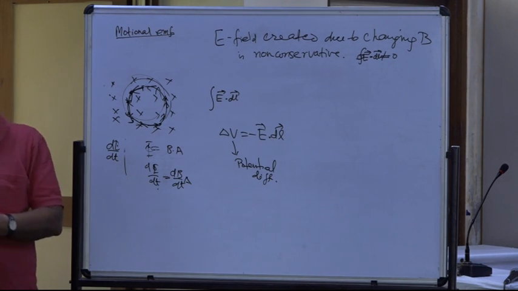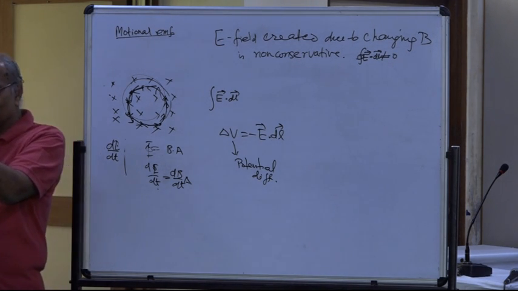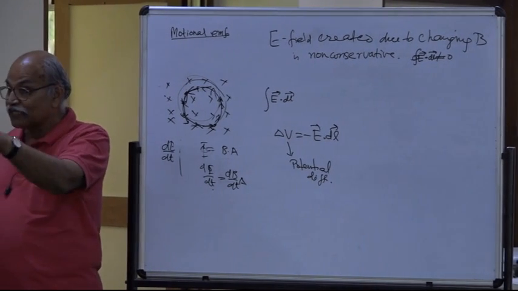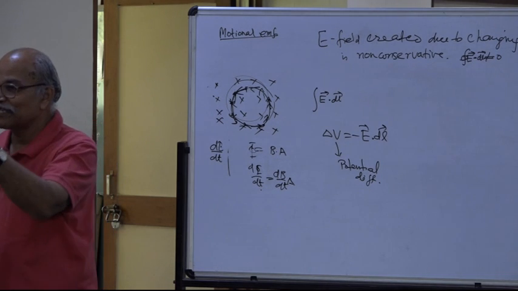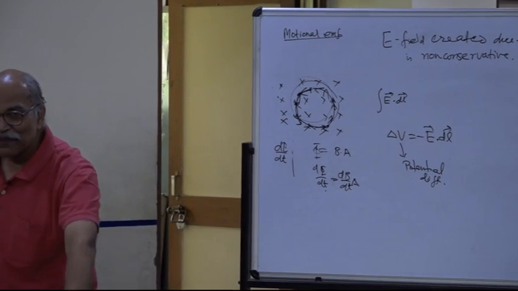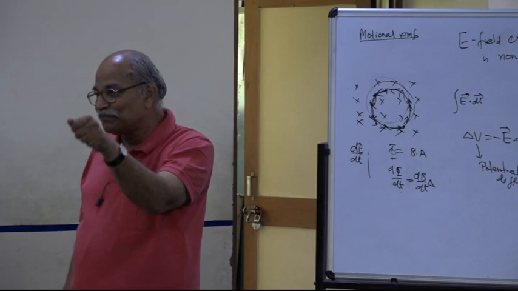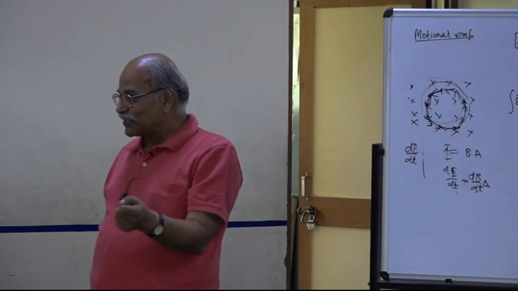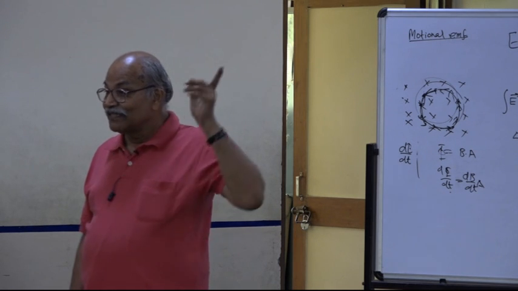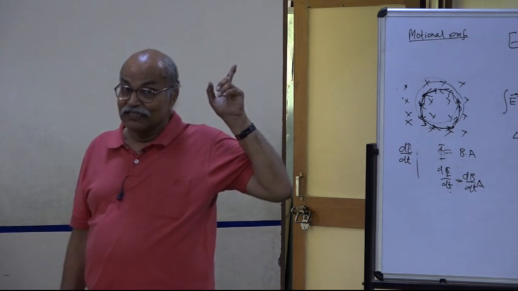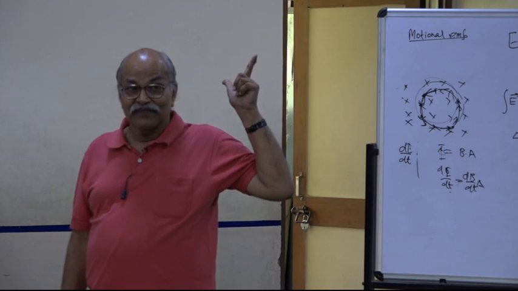Conservative means the same potential is there. At one point, one potential, one nation, one exam. Right? So 1 point, 1 potential. So if you are making a loop and coming back to the same point, you should get back the same potential. Then it is a conservative field. But in this case, it's not. This is called non-conservative field.